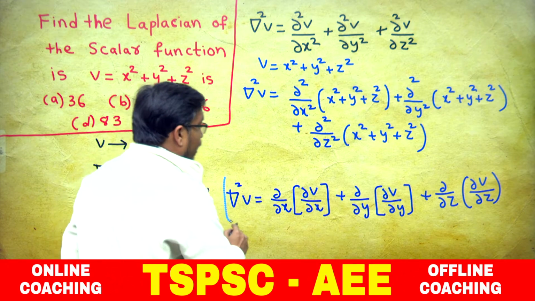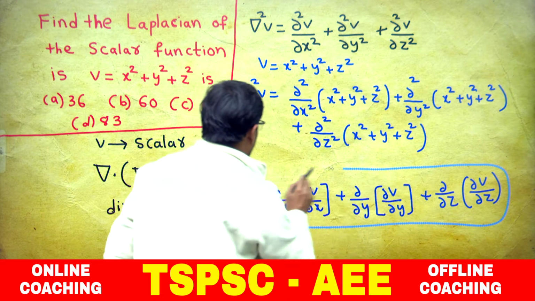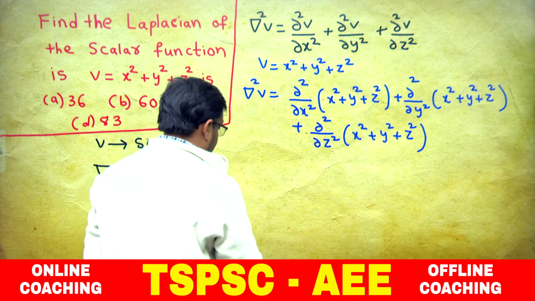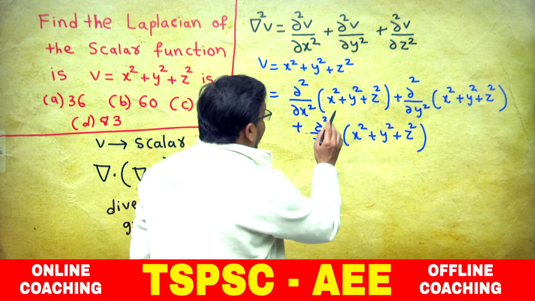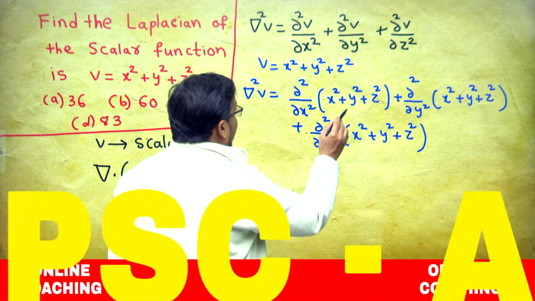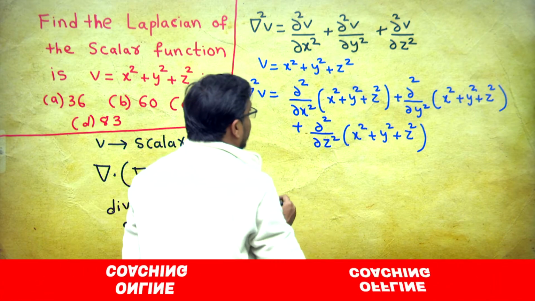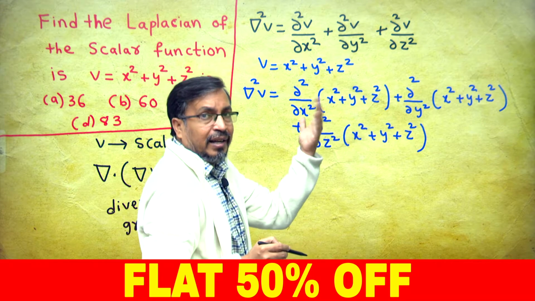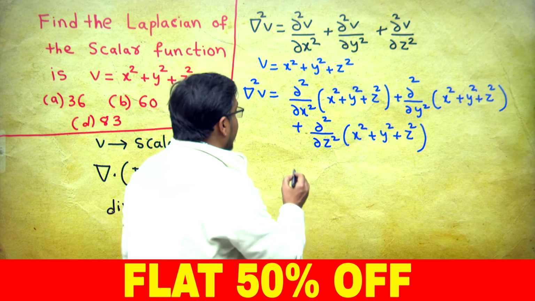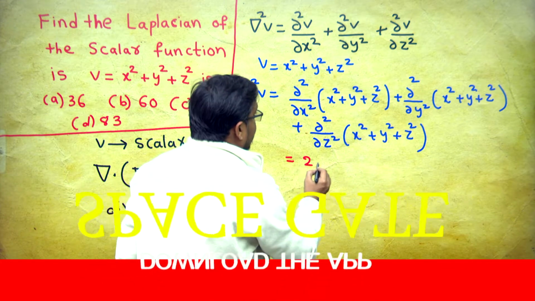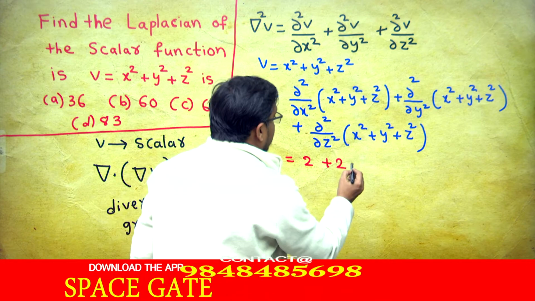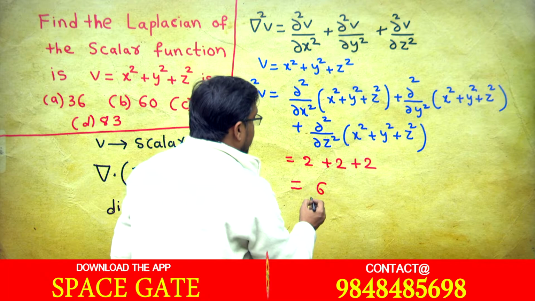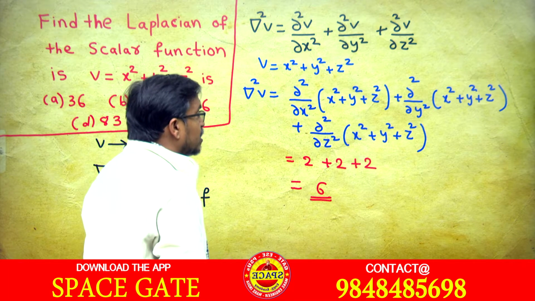Now see here, I am simplifying x square plus y square plus z square with respect to x twice. If I differentiate the first time, that is 2x, differentiating again with respect to x, that is 2. Similarly, the second term also 2, the third term also 2. So, 2 plus 2 plus 2, that is 6. So, the answer here is 6.